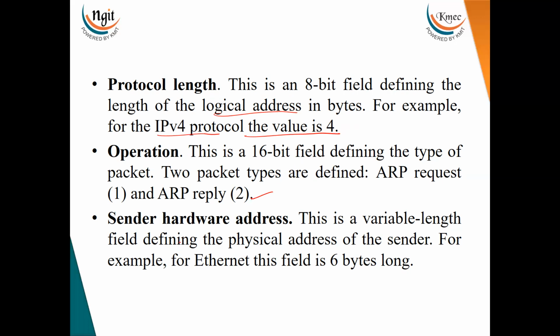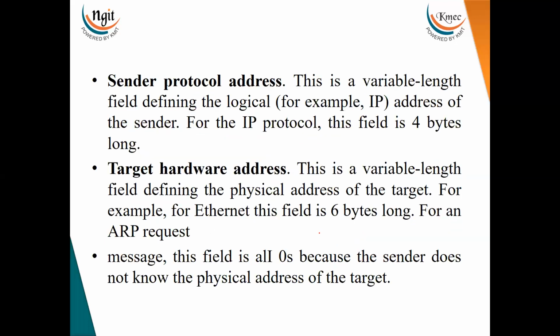Now we have the sender hardware address. This is a variable-length field defining the physical address of the sender. For example, for Ethernet this field is 6 bytes long. Then the sender protocol address. What is meant by this? This is a variable-length field defining the logical IP address. For the IP protocol, the field is 4 bytes long.